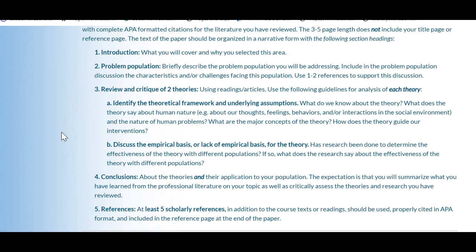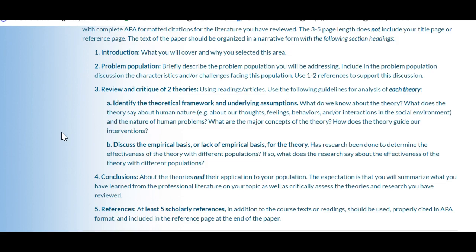Although they're related, here we're talking about the particular scholar or theorist's assumption about human nature, about human problems. And then secondly, you're going to discuss the major concepts of the theory. So for example, for cognitive theory, cognitions, core beliefs, schemas, those are the concepts of the theory. And then lastly, in part A, you're going to talk about how the theory guides interventions.